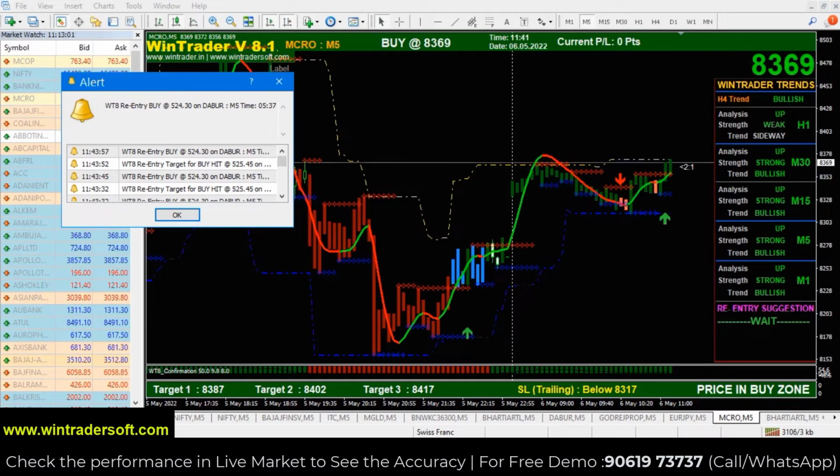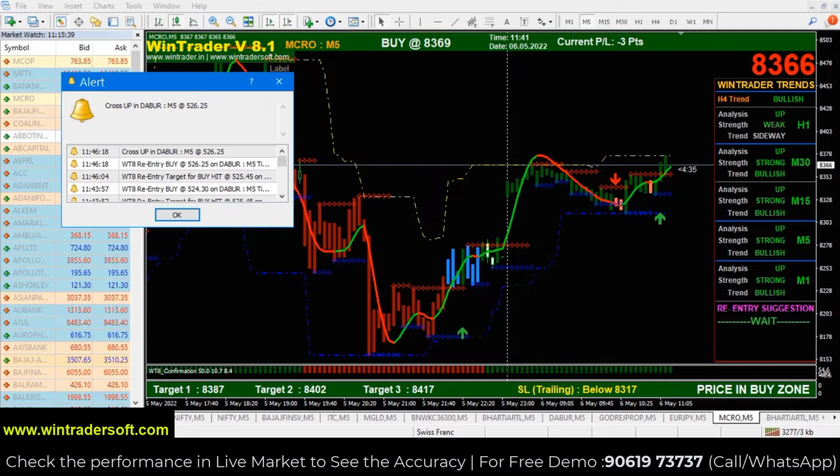So following the signal is very easy. First, wait for the signal to come. As per the signal, you have to check the confirmation. If it is a buy signal, for the first confirmation, the price should be in the buy zone, and for the second confirmation, below the arrow, the bar should be in the same color as the signal. If it is a buy signal, the bar should be in green color.